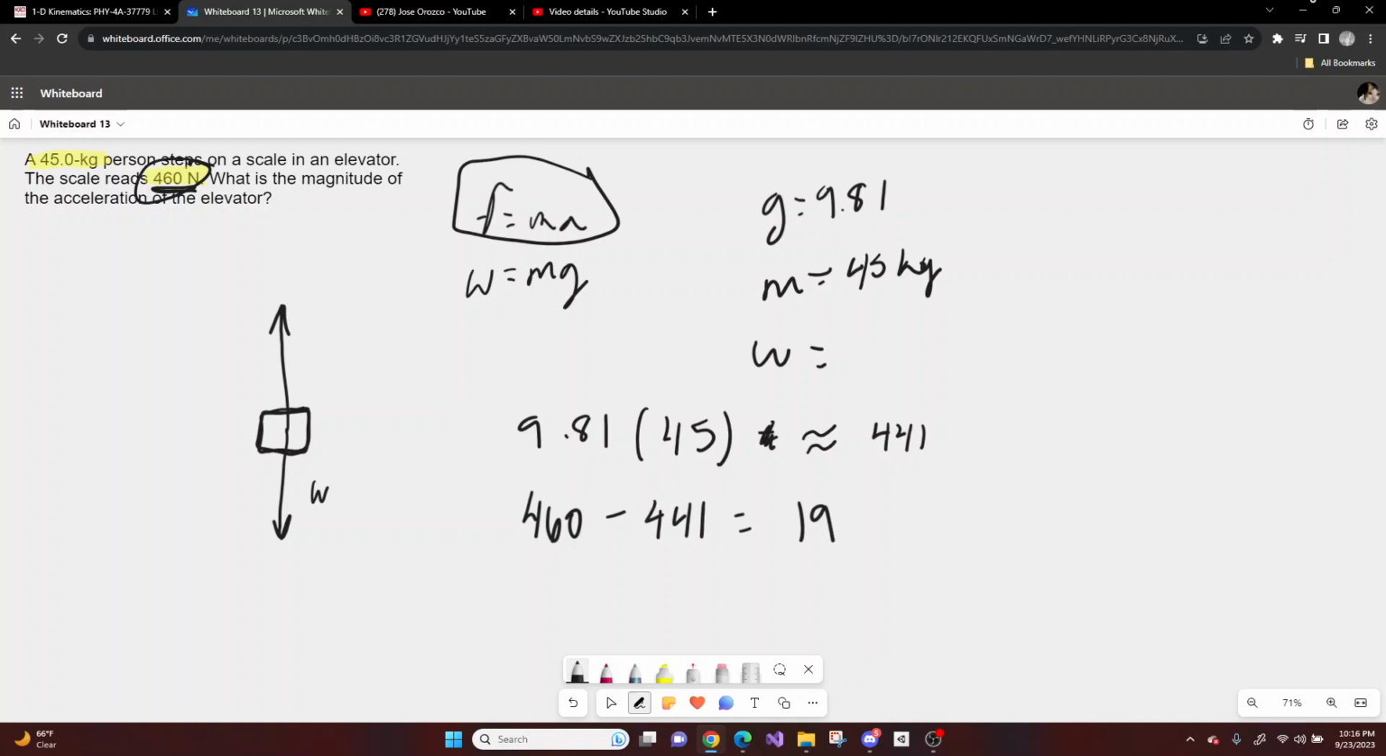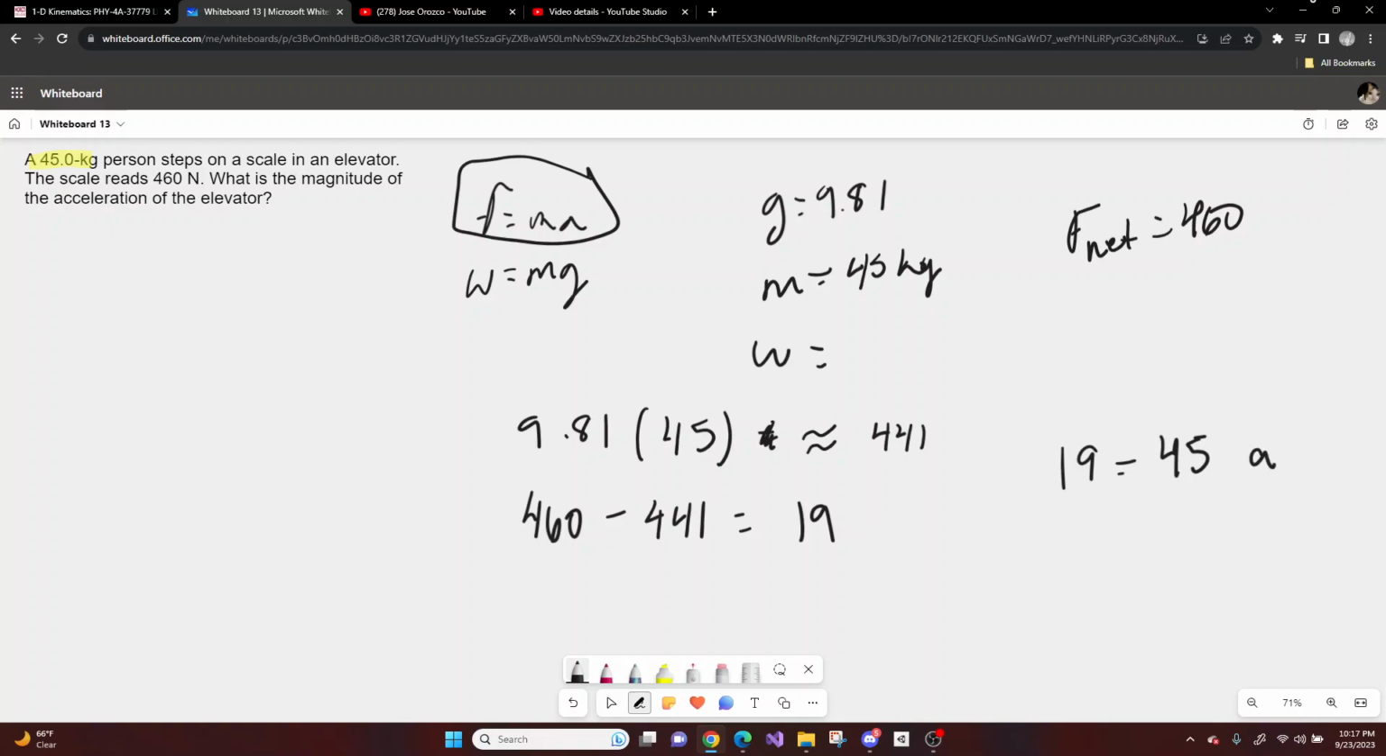So why is this important? Well, this is our net force, and we know this because we are already given 460. Well, we know that weight makes up a good chunk of that. So the resultant would be the 19. So how does that help us out? Well, you would take 19 and plug it into that formula because we know our force. We know 19, and now we also know mass. Remember, mass is 45.